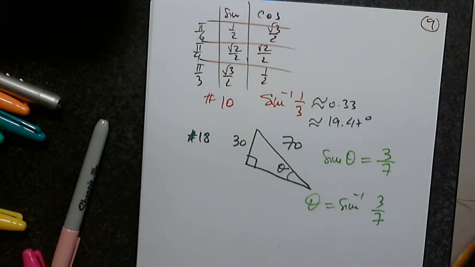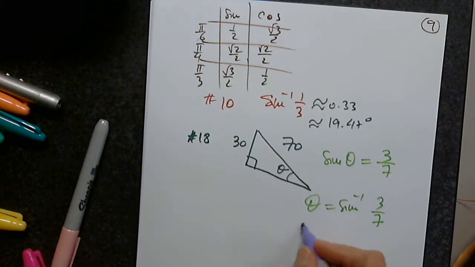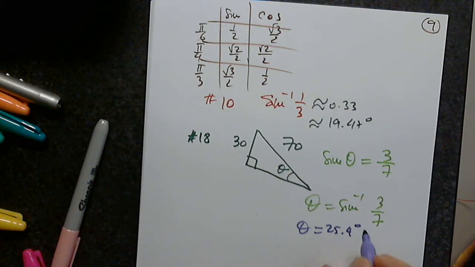Now, they say theta has to be in degrees. If that's the case, then I change the mode to degrees. And I apply second and sine to 3 over 7. I got 25.4. It says rounded to 1 decimal. So 25.4 degrees.